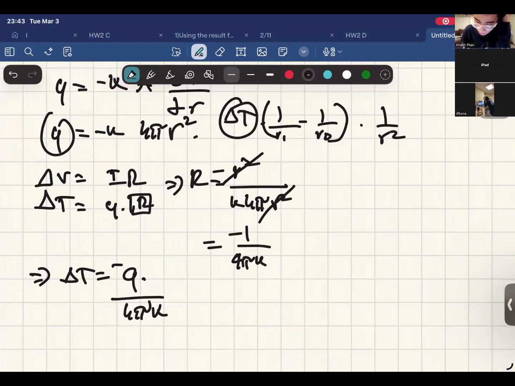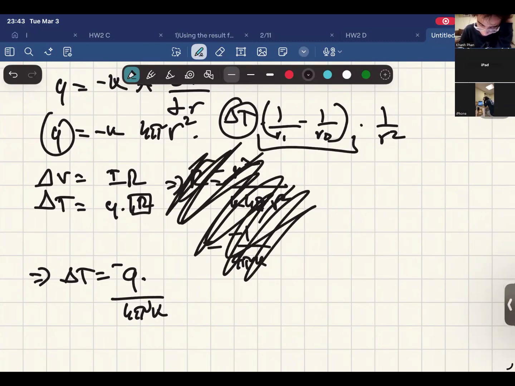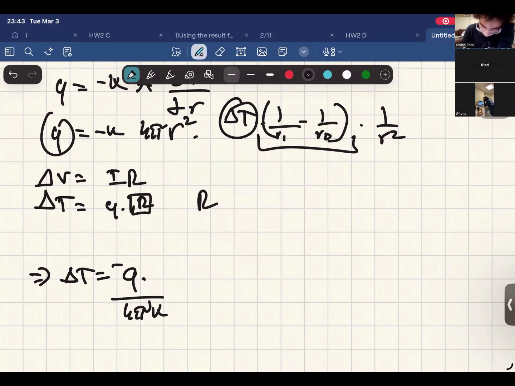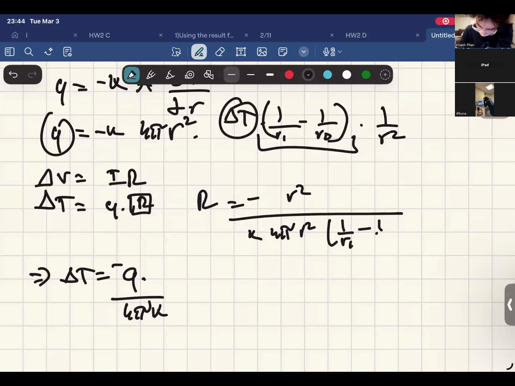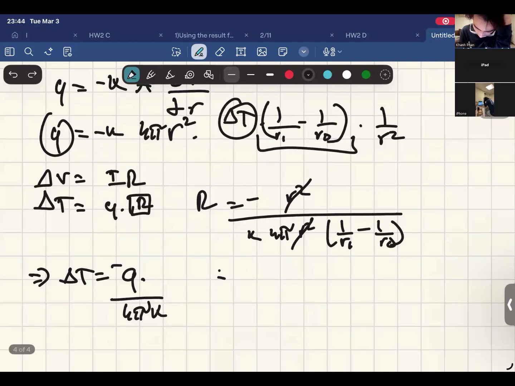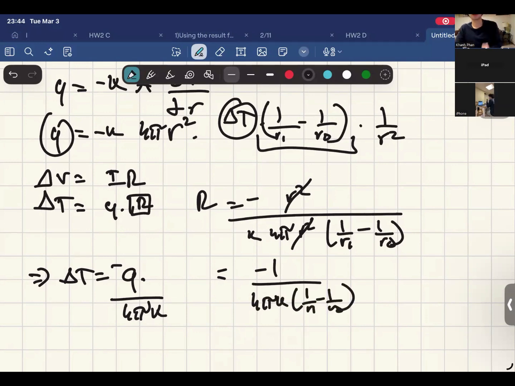I'm sorry, I forgot this part as well. So let's redo this. So we'd have R total would be negative r square over k 4 pi r square and 1 over Ri minus 1 over Ro. R square cancels out. So we would have minus negative 1 over 4 pi k times 1 over Ri minus 1 over Ro. And that's our total resistance.